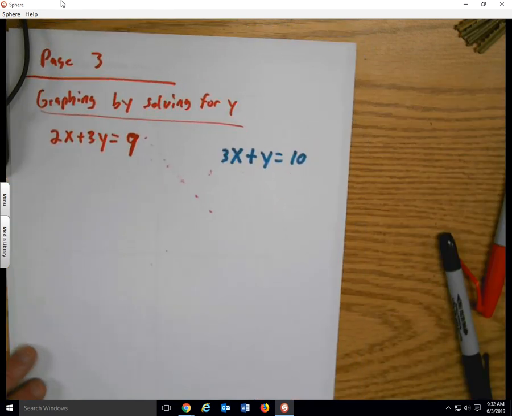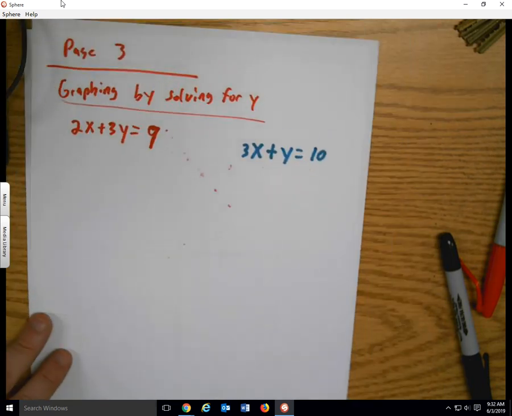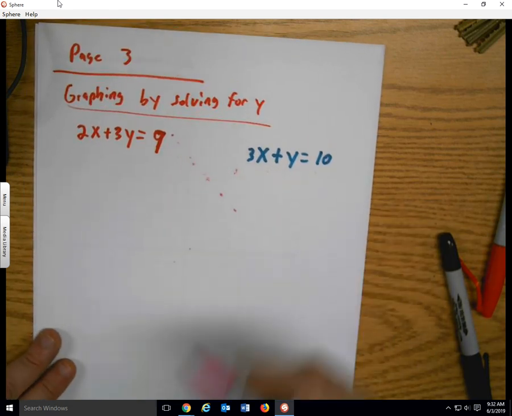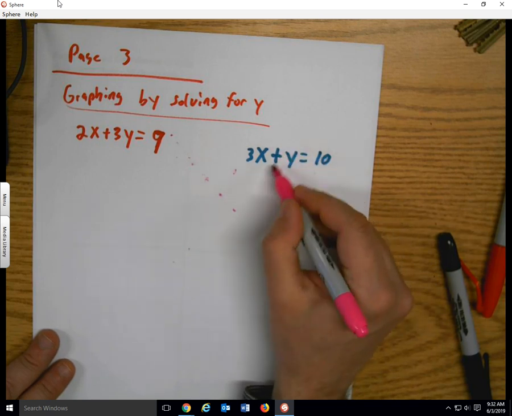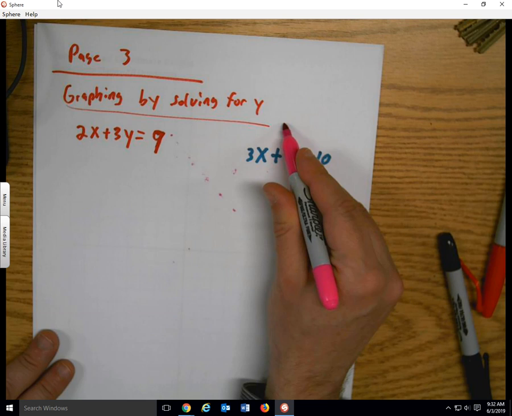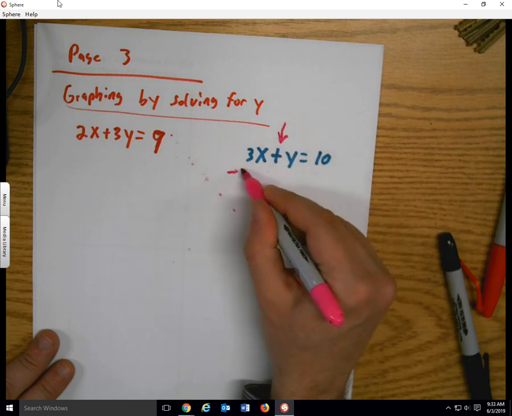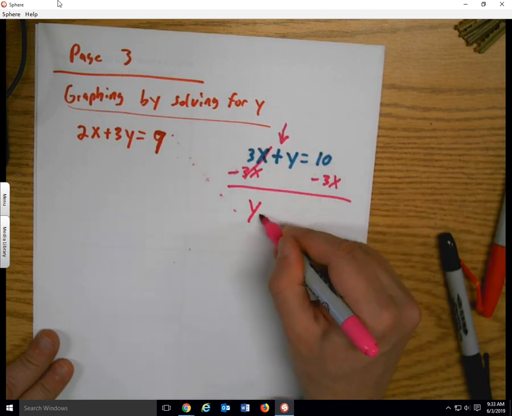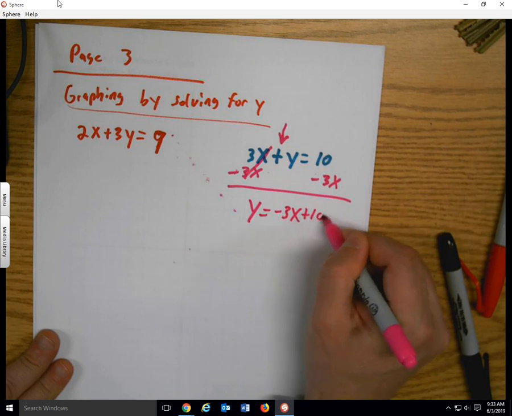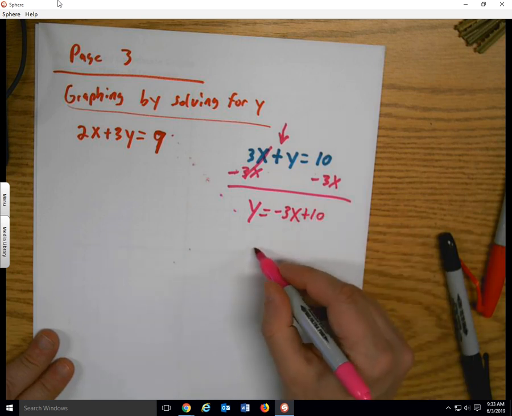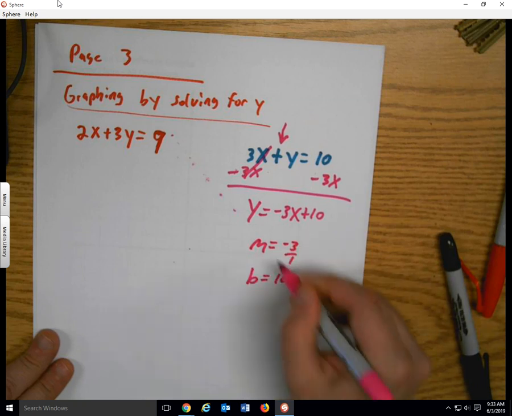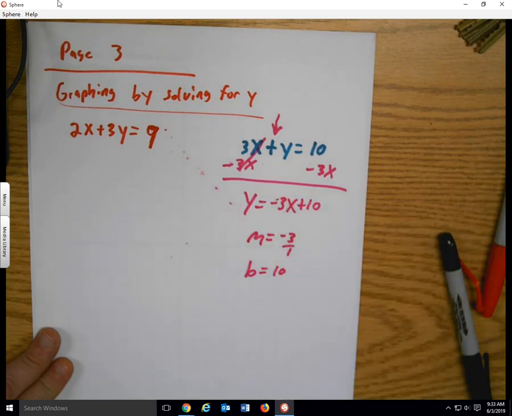Sometimes you have to graph, but the y is not already solved for. So you have to solve for y. I think there's one question on the test where it's asking you to graph and you have to solve for y. So it's easy. What's being done to the y, and do the opposite. In this case, the y is being added by a 3x. So just do a negative 3x to both sides. You have y equals negative 3x plus 10. Then find the m and the b. Right? y equals mx plus b.